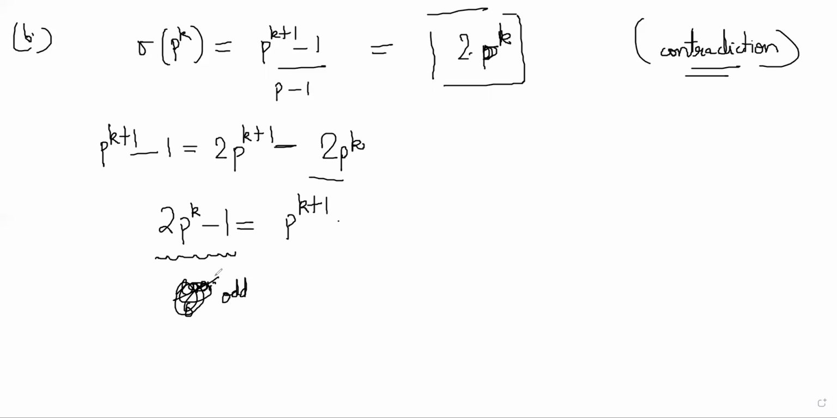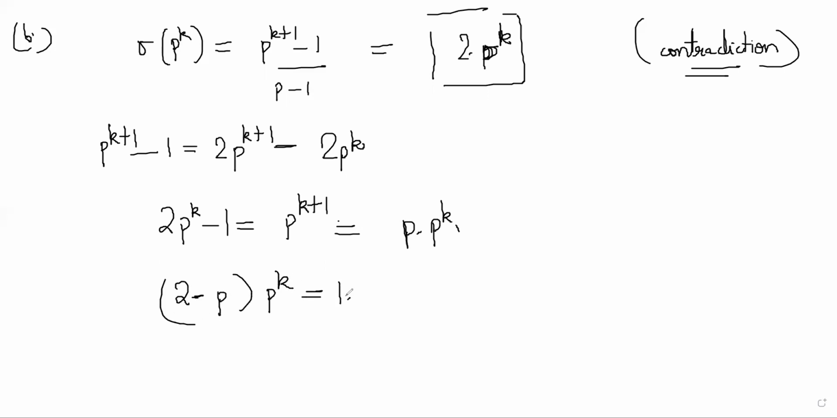Okay, there is no contradiction. One second, I was thinking that there is a contradiction, when this can be written as P into P power K, right? So then let's write it as 2 minus P into P power K is equal to 1, right? Correct. Now this can happen.